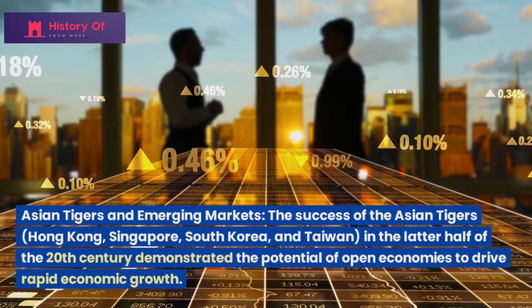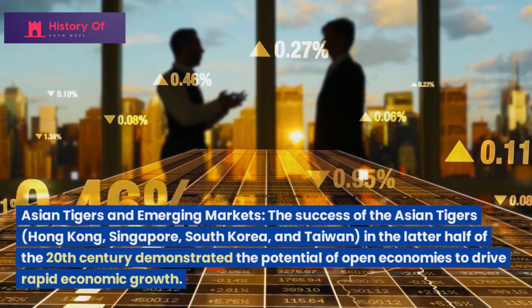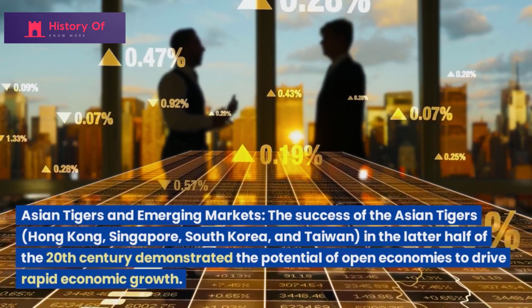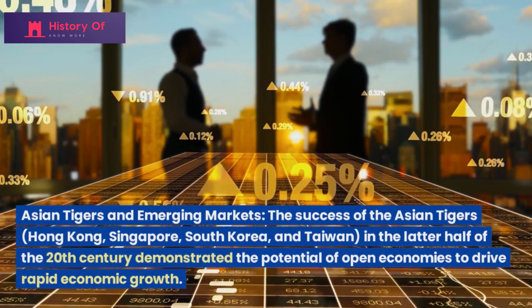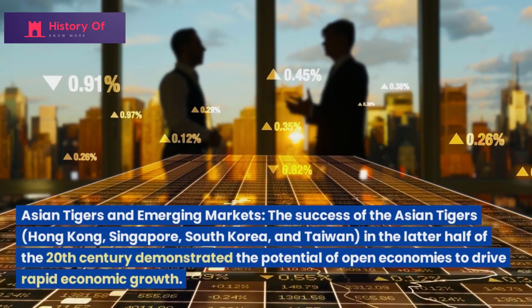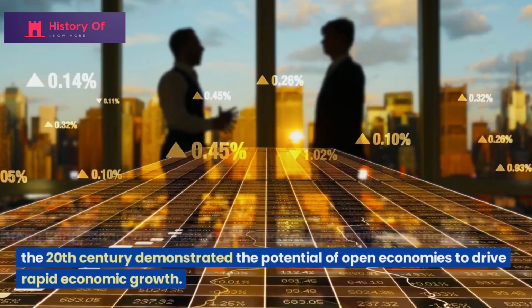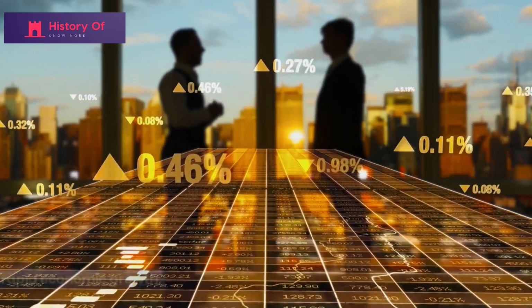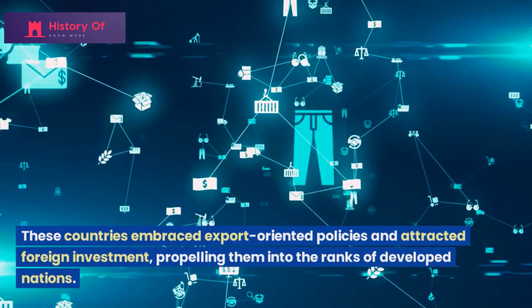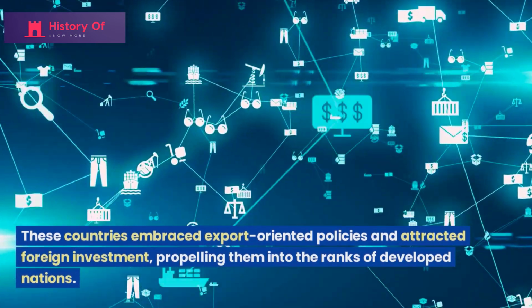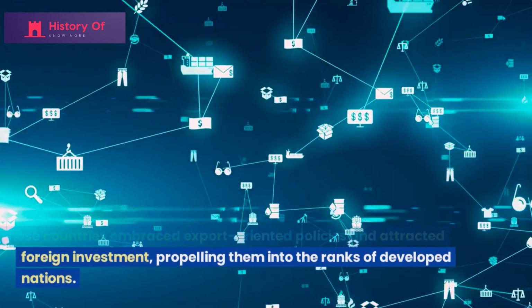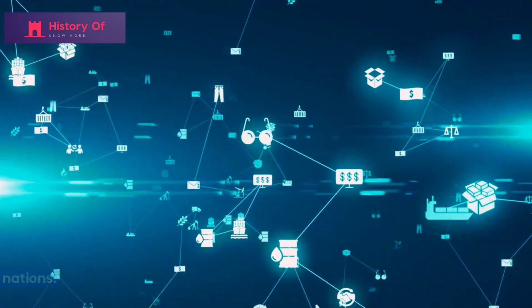Asian tigers and emerging markets. The success of the Asian tigers, Hong Kong, Singapore, South Korea, and Taiwan, in the latter half of the 20th century demonstrated the potential of open economies to drive rapid economic growth. These countries embraced export-oriented policies and attracted foreign investment, propelling them into the ranks of developed nations.